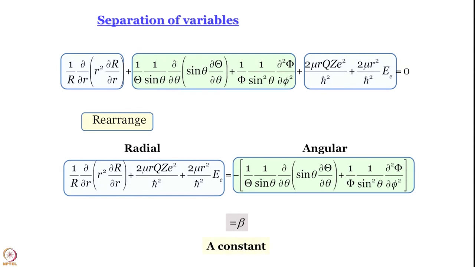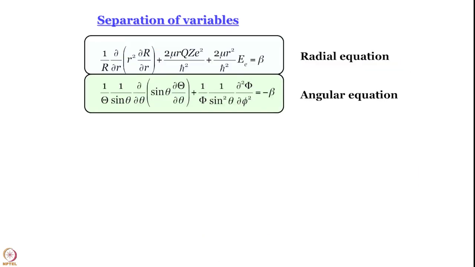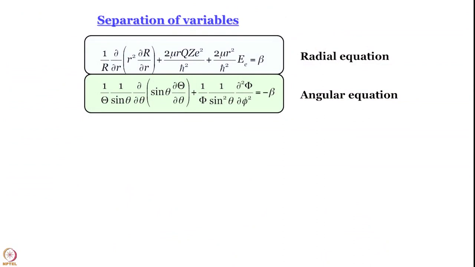So, as usual we equate it to a constant beta, because otherwise something that is a function of r but not theta phi cannot be equal to something that is a function of theta and phi but not r. They have to be constant. So, this beta is a constant that links radial and angular parts. Okay? So, we have been able to separate the Schrodinger equation into a radial equation and an angular equation. And the angular equation is familiar to us. We have encountered it when we talked about rigid rotor, remember? So, we know how to separate the angular equation into its components as well.